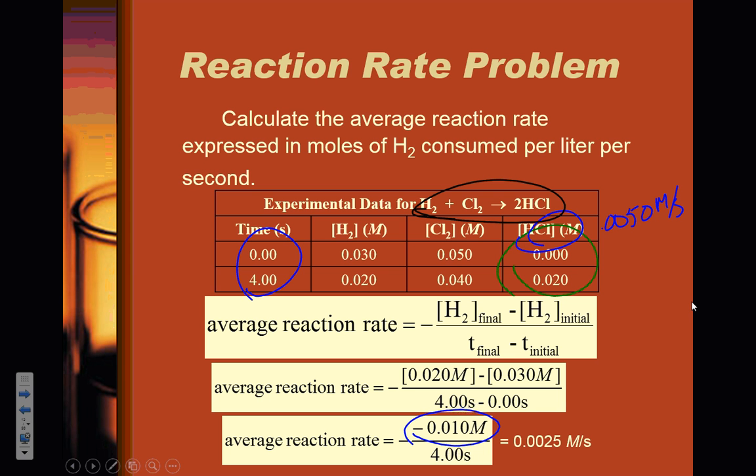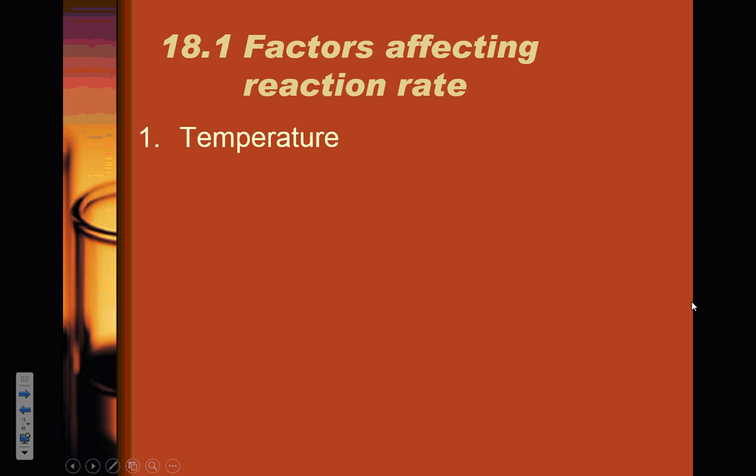1, 1, 2 are the coefficients. So that means I'm using up hydrogen at the same rate as I'm using up chlorine. Those should be the same calculated average rate. But I'm making my HCl twice as fast as I'm consuming my H2 and Cl2. So with respect to HCl, it should be twice the number. And that's exactly how it calculated it out here.